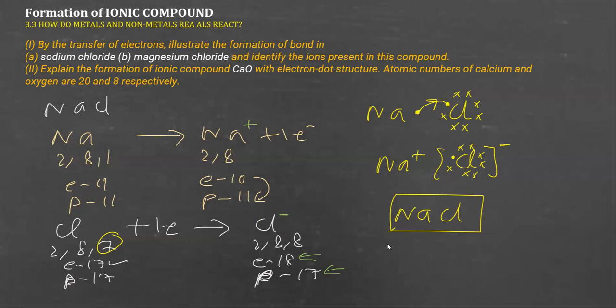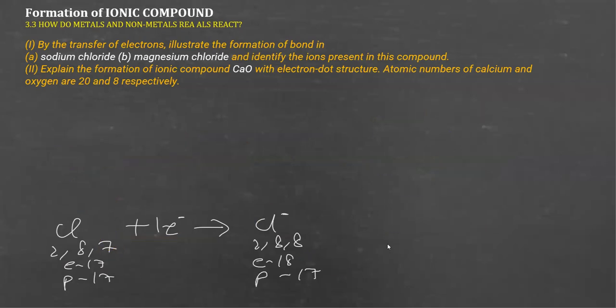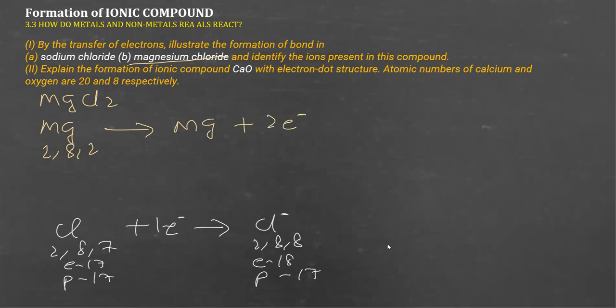Now, next we'll be doing the formation of magnesium chloride. For magnesium, what you should know is the atomic number of magnesium. I'm doing the formation of magnesium chloride, MgCl2. Now let's see how it is formed using electron-dot structure. First of all, I'm writing magnesium, whose atomic number is 12, so configuration will be 2, 8, 2. As you can see, it has 2 electrons in the outermost shell. So in order to attain the noble gas configuration, it will lose 2 electrons. As I said, the lost electrons should be shown on the right-hand side.